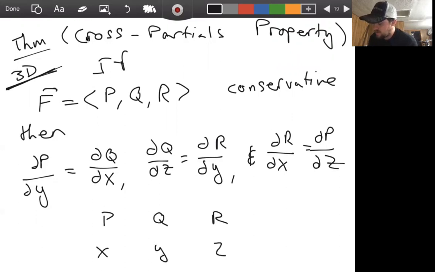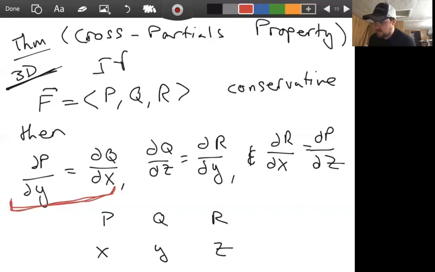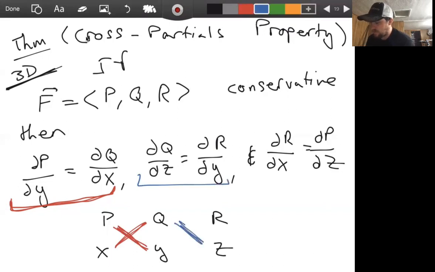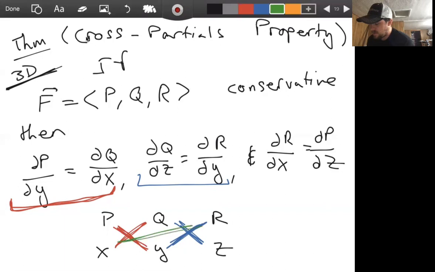And so again, if you list these in the order P, Q, R, and then the variables X, Y, Z, you see the first cross partials condition is that del P del Y equals del Q del X. The second one is that del Q del Z equals del R del Y. And then the third one is that del R del X equals del P del Z. And so you get this kind of picture.